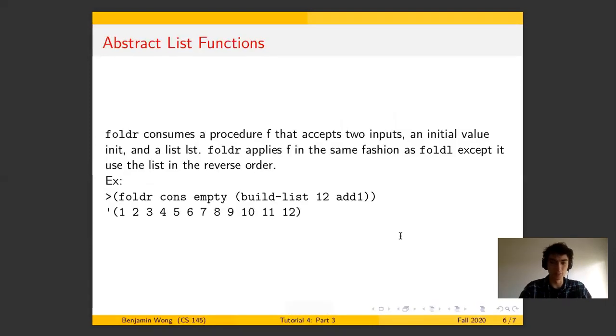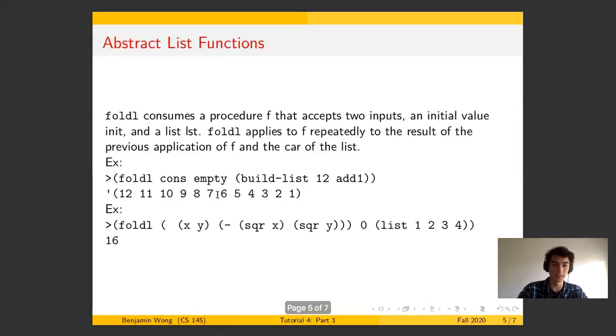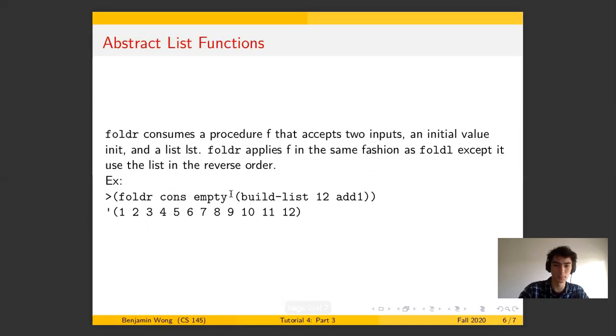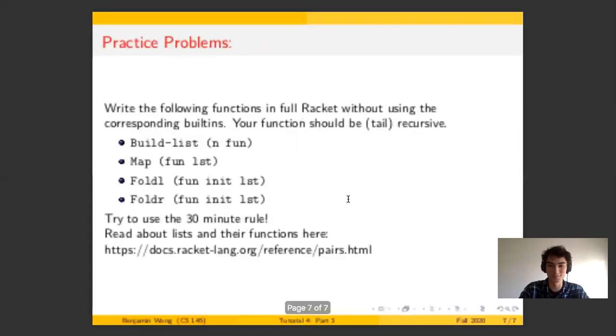The last one is fold-R. It consumes a procedure f that accepts 2 inputs, an initial value, and a list, just like fold-L. It's very similar to fold-L, but it applies the function in the reverse order. The example is, if we do the same thing as our fold-L example with the cons, but with build list 12 and add 1, instead of reversing the list, it will just give us back the same list.